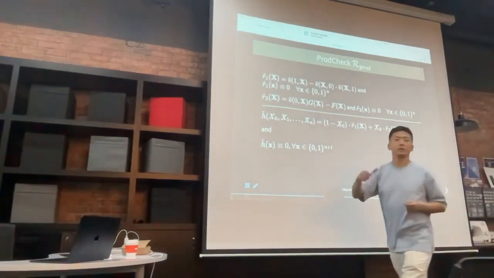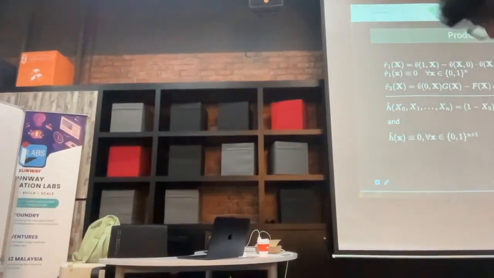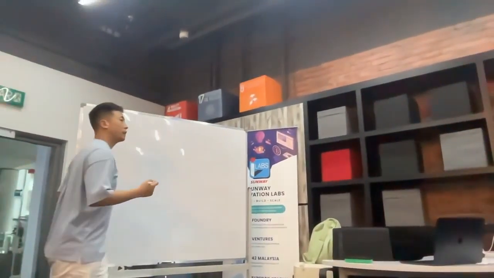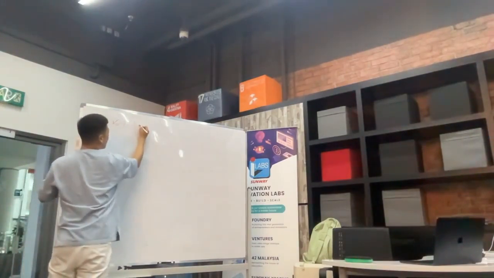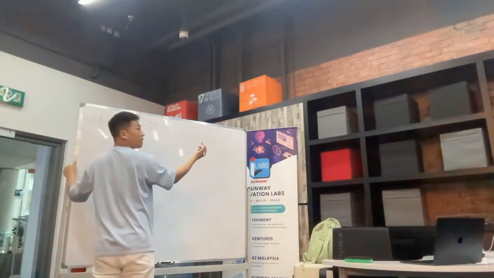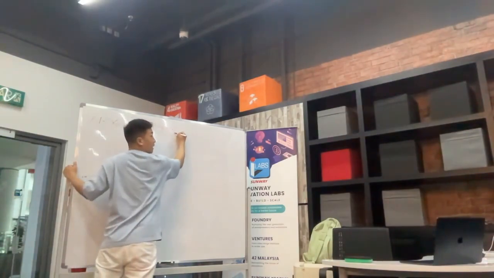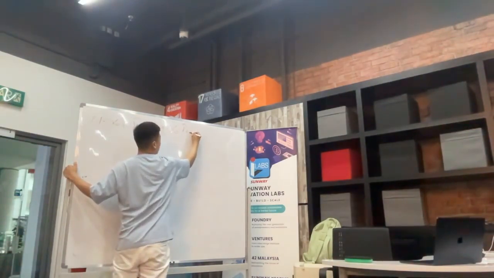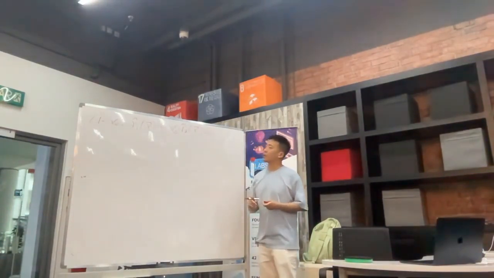Actually, let's try to write down on the whiteboard there. 1 minus x0 times R1 hat of x, plus x0 times R2 hat of x, will equal 0 for all of the Boolean hypercube.